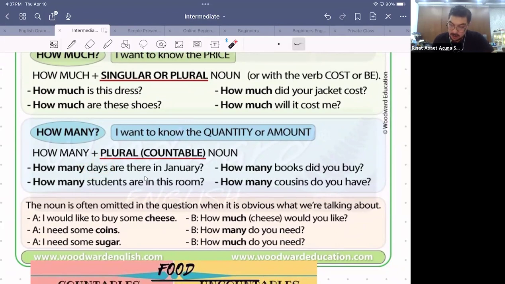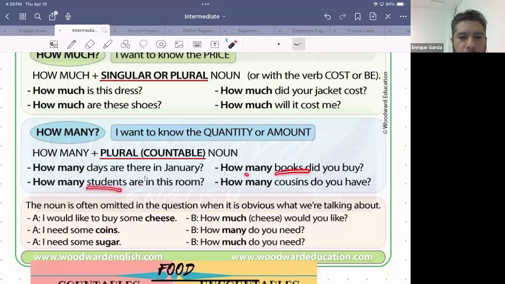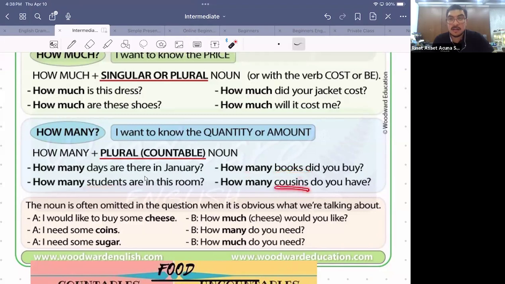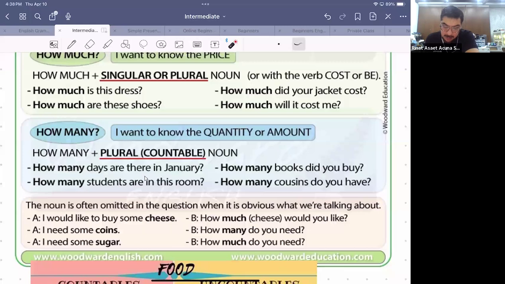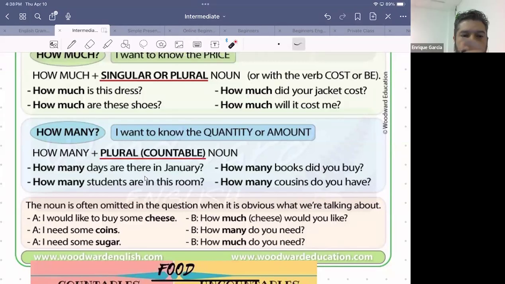Here, what does it say? Students and books. And these? Cousins. Okay. Very good. Excellent. So these are general things that you can count. All right. So we're going to be able to use how many when we are going to talk about countable nouns. Okay. All right. So go ahead and read me the sentence. How many days are there in January? Okay. Very good.